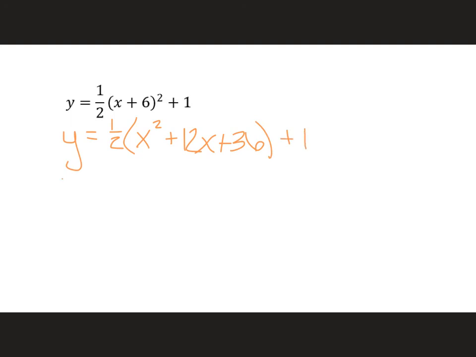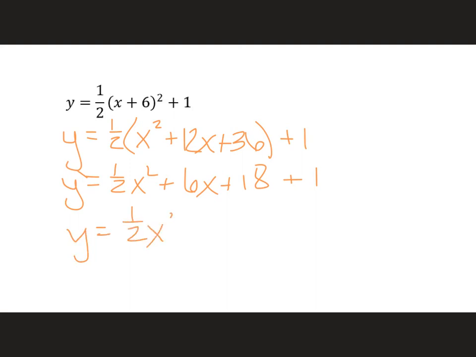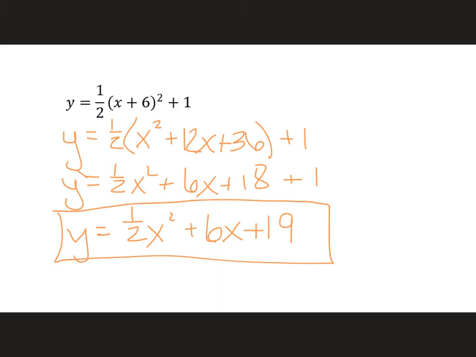I'm going to distribute the 1/2, so that's going to make it 1/2 x squared plus 6x plus 18 plus 1. And then I'm going to combine my two constants, so this one would be y equals 1/2 x squared plus 6x plus 19. And that is your standard form. So this is how you go from vertex to standard form.